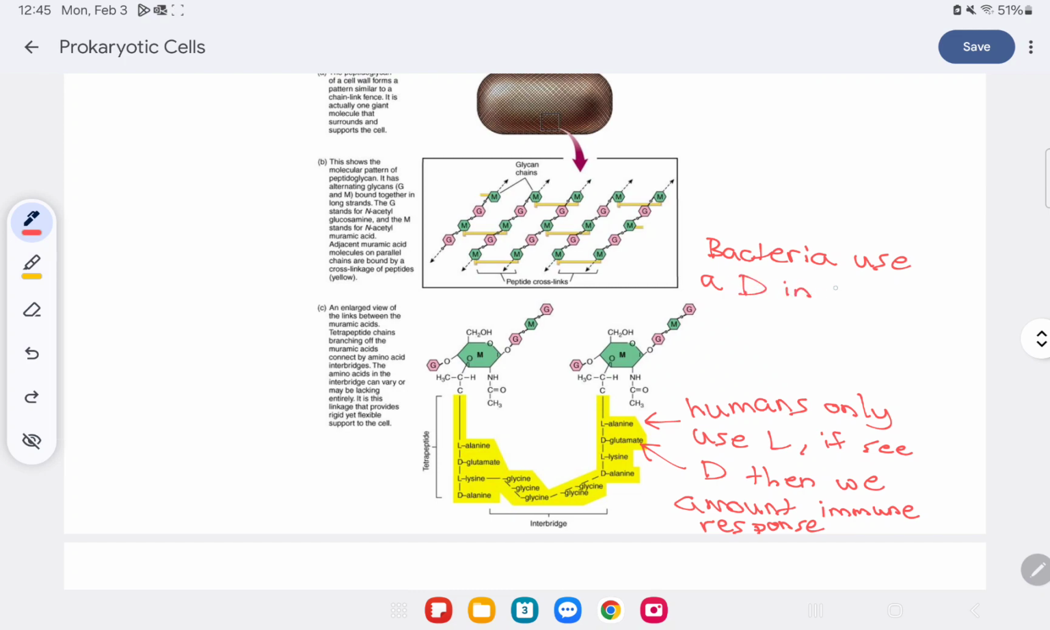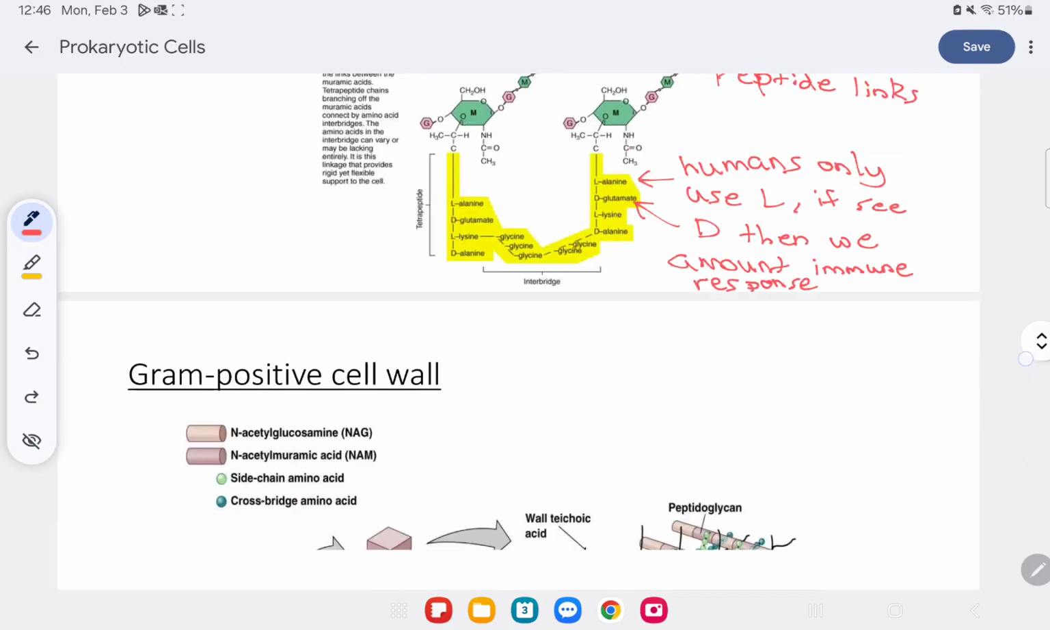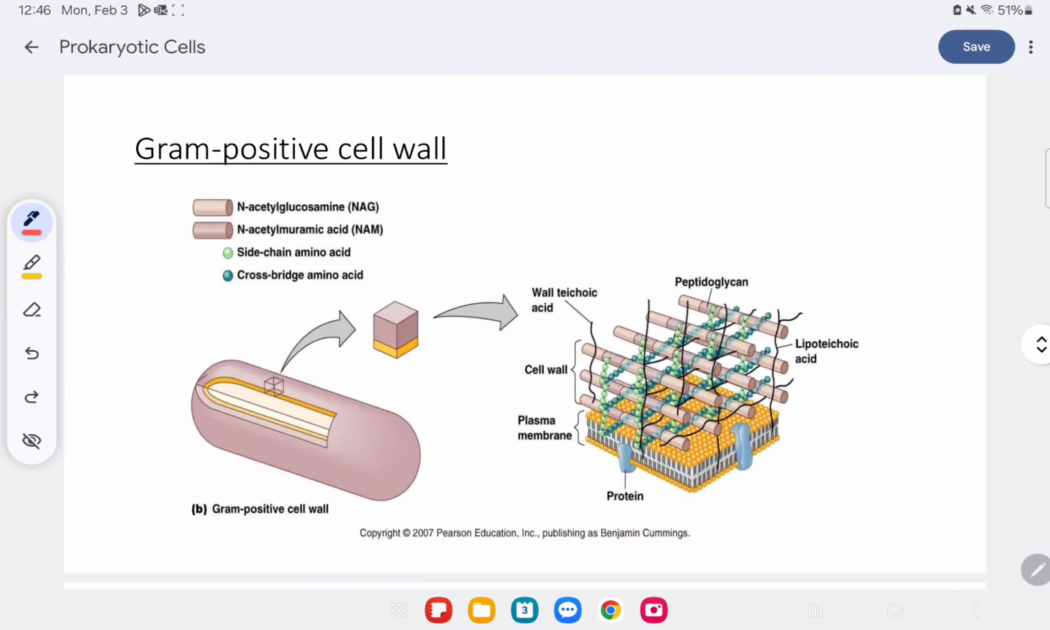Okay. All right, so then the gram-positive has a very thick layer. And I see 3 here. How many can I anticipate? 20. Okay, so it's an inaccurate picture.